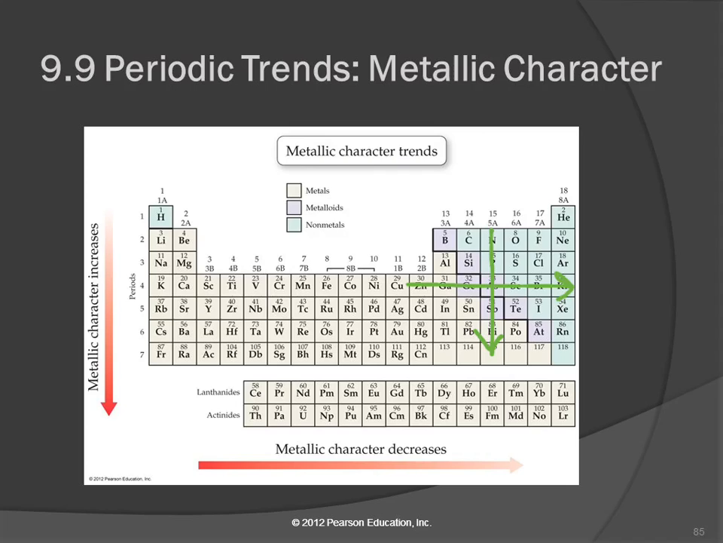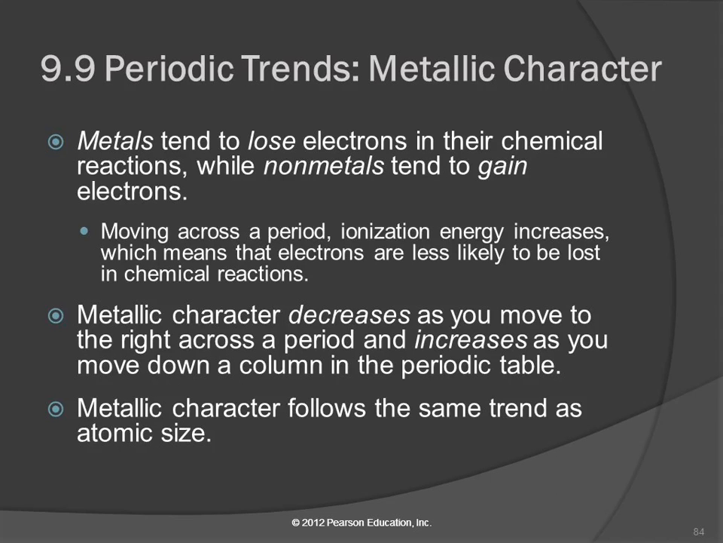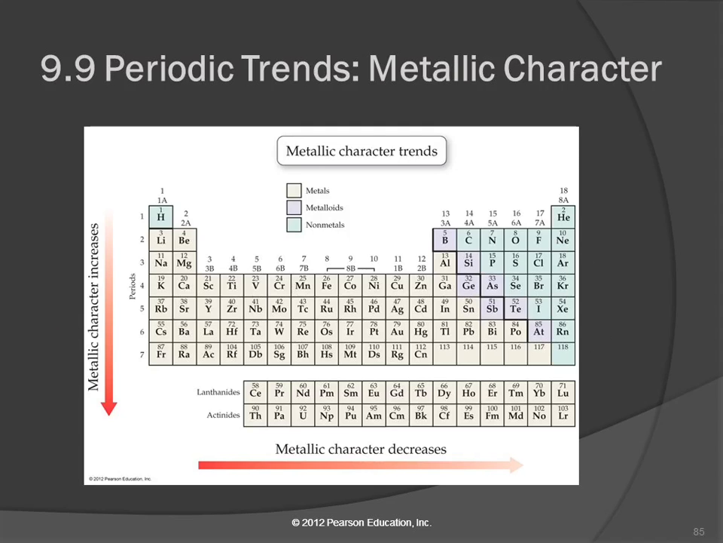And then you can use that to remember the other two trends. That trend is the same. See, it's the same trend as atomic size. So metallic character and atomic size go the same direction. The ionization energy was the opposite. So that's a different way of remembering the trend.